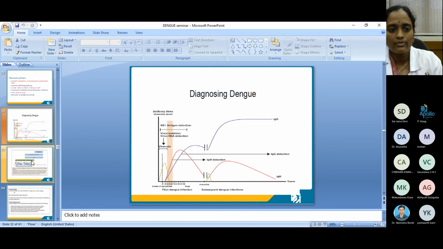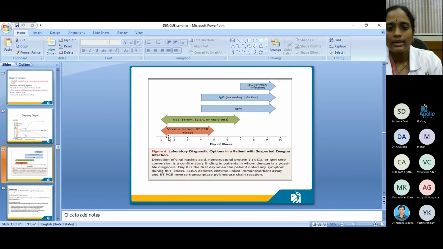This is depicted very well in this picture, wherein the initial viremia, which is sensed by the RT-PCR, NS1, which is tested by the rapid test, and the IgM, which is detected at a later date of around the fourth day, starts, it is present. IgG, if I'm already infected, my IgG levels are already present, or if it is a primary infection, I start my IgG level at day 7.